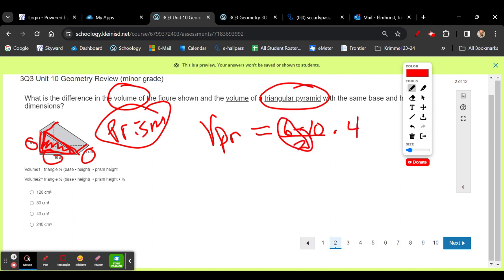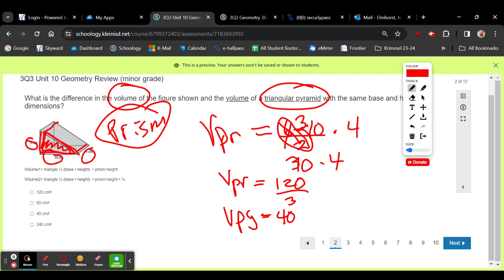So we could shorten that up. 6 divided by 2 is 3. And then 3 times 10 is going to give us 30 times 4. So the volume of the prism is equal to 120. And the volume of the pyramid would be 120 divided by 3. Pyramids are 1/3. So now we got our two volumes, and it's looking for the difference between those two volumes. So 120 minus 40.